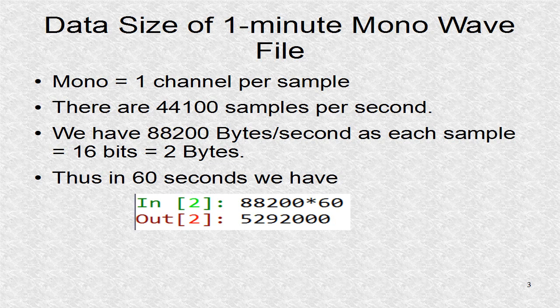There are 44,100 samples per second, and since each sample is 2 bytes, we have 88,200 bytes per second. If we multiply this number by 60 seconds, we get 5,292,000 bytes. The actual WAV file size is 5,292,044. We always have to include a 44-byte header. The header will have some identifying information, and also information about the kind of audio signal.